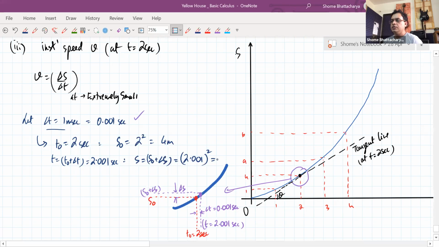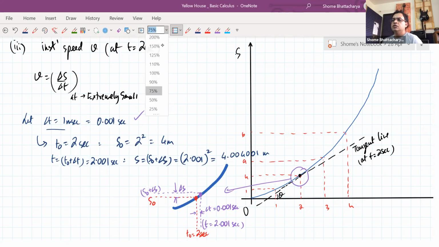Yes, very good. That's correct. It will come out to be 4.004001 meters. Okay.